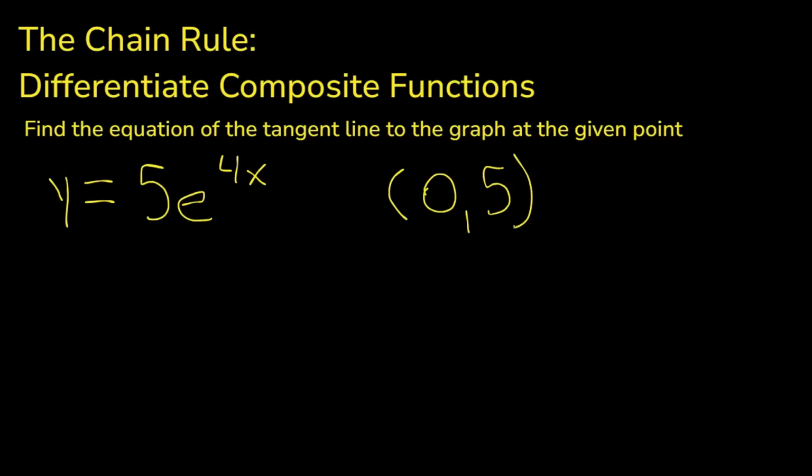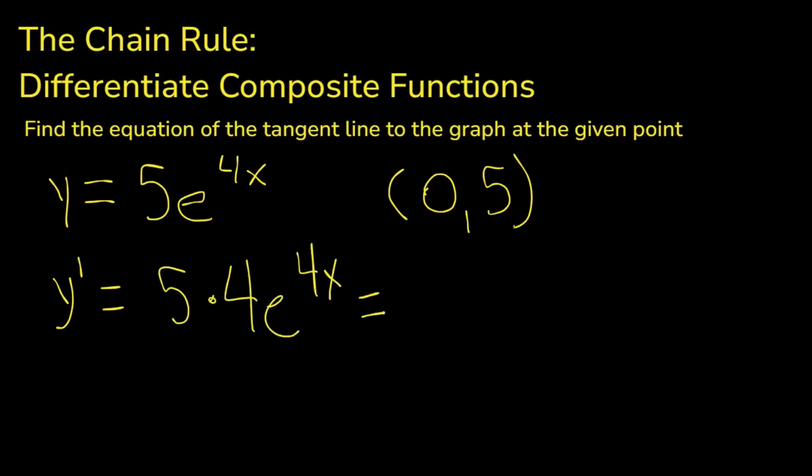So here we want to find the equation of the tangent line to the graph at the given point. Now remember, a tangent line problem, you need the slope and the point. They already gave you the point. The slope is equal to the derivative evaluated at that point. So if we take the derivative, here again, the u is the exponent on the e. It's 4x. So u prime is going to be 5 times 4 e to the 4x, which is just 20 e to the 4x.